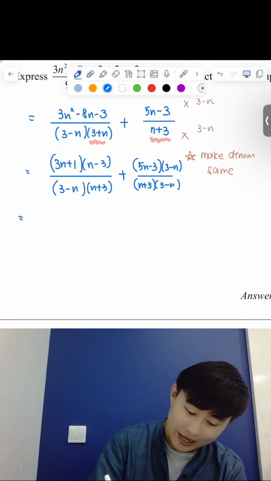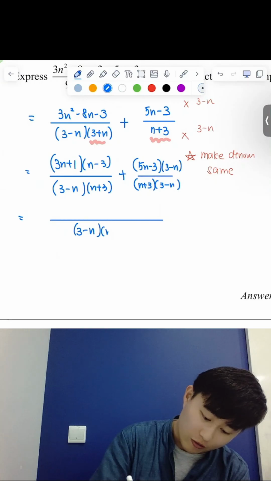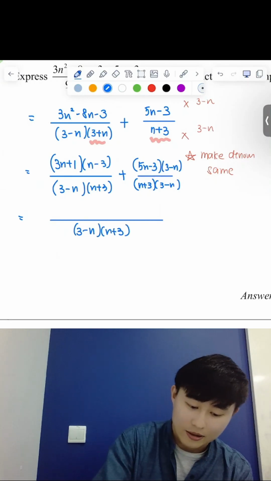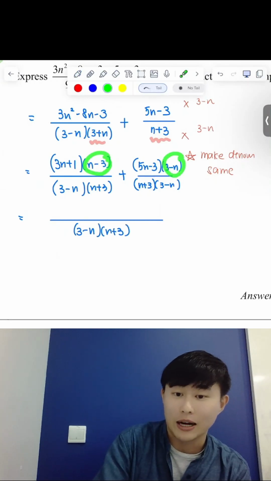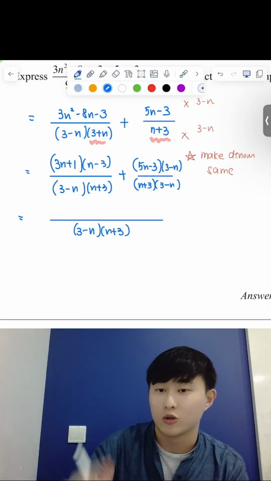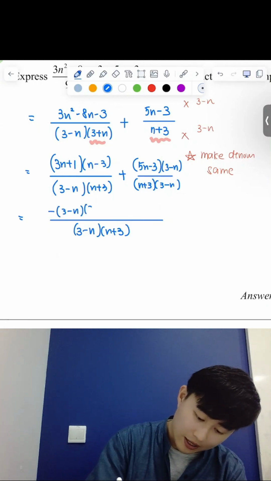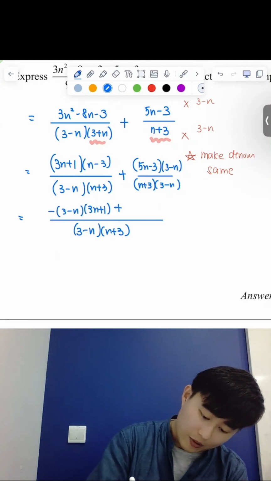From here I'm going to combine. At the same time, for those of you who are really strong, you'll recognize something. You'll be like, hey, these two terms are actually quite similar, right? So what you can do is factorize out the negative again, which is what we did just now. I'm going to end up with this.